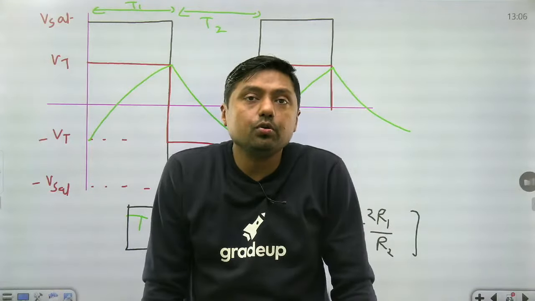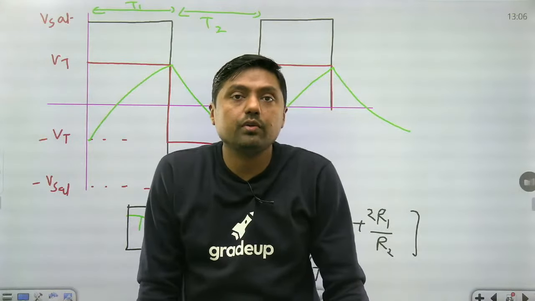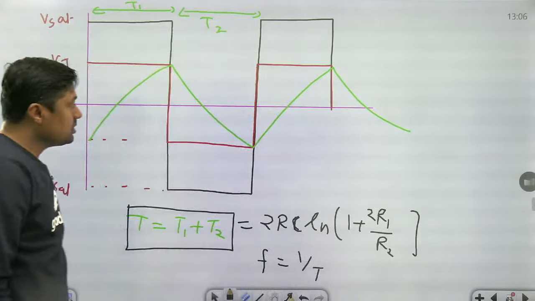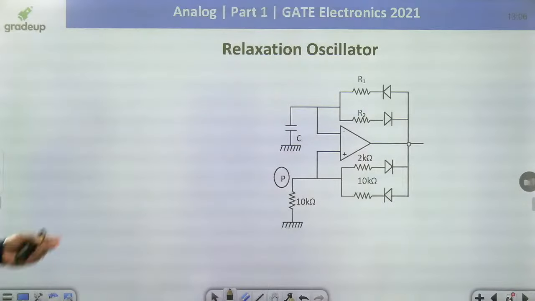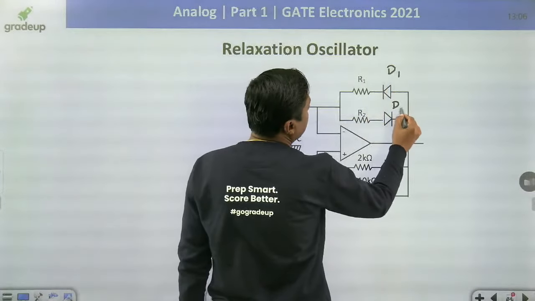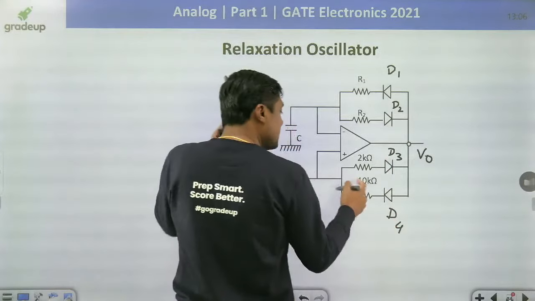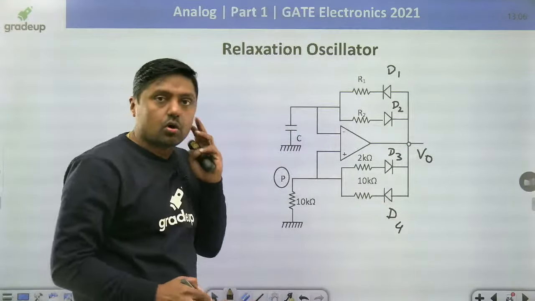Attenuation means the amplitude decreases in most cases. Yes. Triangular wave generator. Yes, last one. This is a square wave generator, that is the relaxation oscillator. Again, we are using different types of diodes, D1, D2, D3 and D4. This is a standard diagram for the relaxation oscillator.